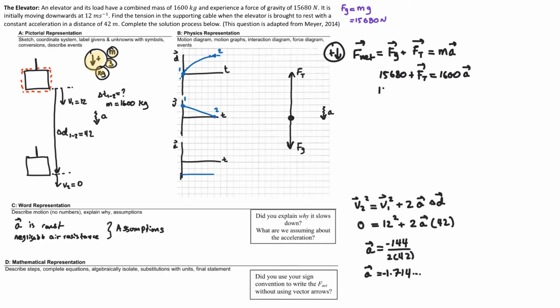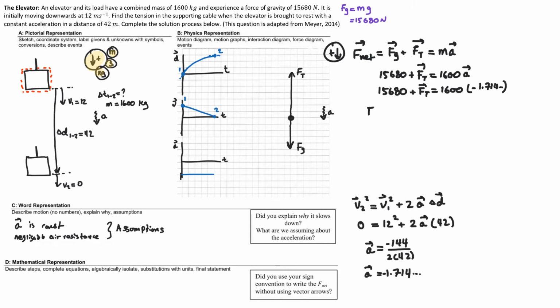So I have 15680 plus the force of tension is equal to 1600 times the acceleration. I'm taking down to be positive, and in terms of down, I know that the acceleration is going up, so I'm going to use a negative value. So that's negative 1.714. And then I'm going to plug everything in.